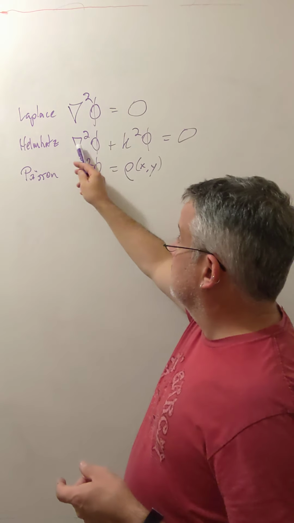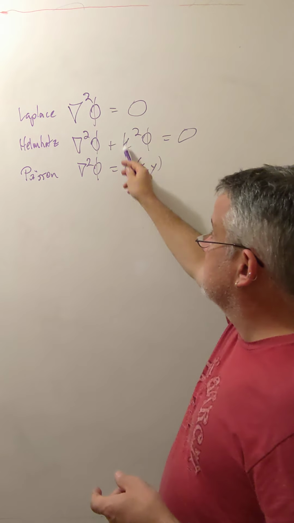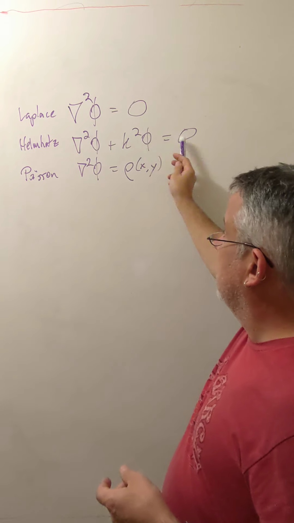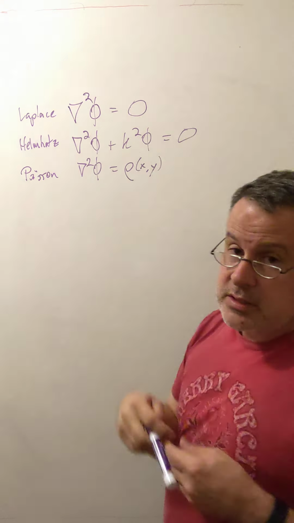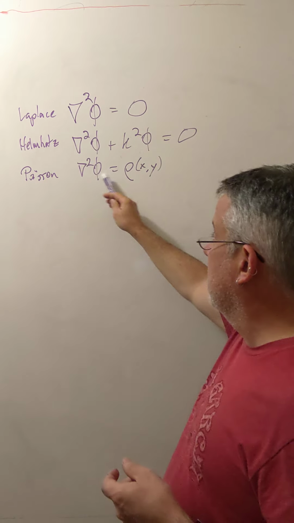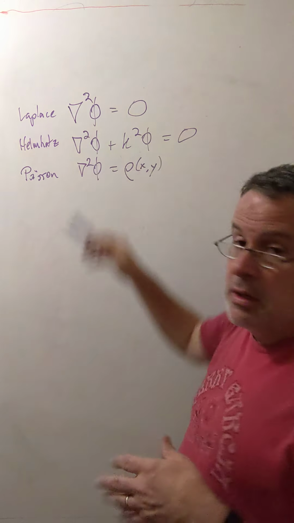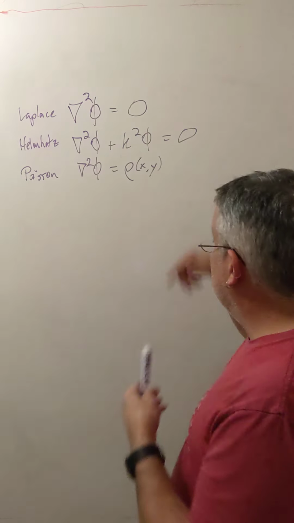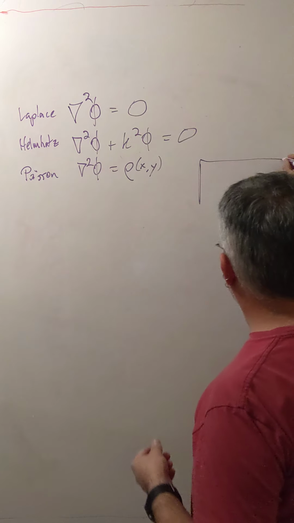We have the Helmholtz equation, which is the Laplacian of phi plus some constant, k squared times phi equals 0. And then we have the Poisson equation, which is again the Laplacian of phi, but the Laplacian of phi equals some density function. And we're going to think about doing this in a rectangular domain.